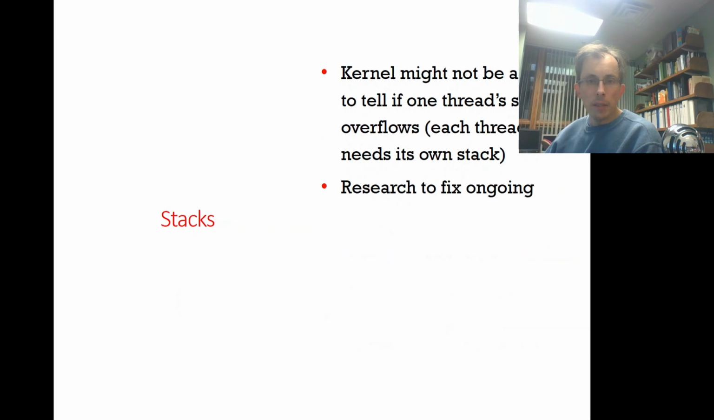All right, and then stacks. The kernel might not be able to tell if one thread's stack overflows. Each thread really needs its own stack. These are the sort of things that there's ongoing operating systems research into, so it's beyond the scope of this course and really beyond the scope of my comfort level. All right, so that brings us to the end of section 2.2. The next section is on inter-process communication and all the different mechanisms that can be used for doing that.